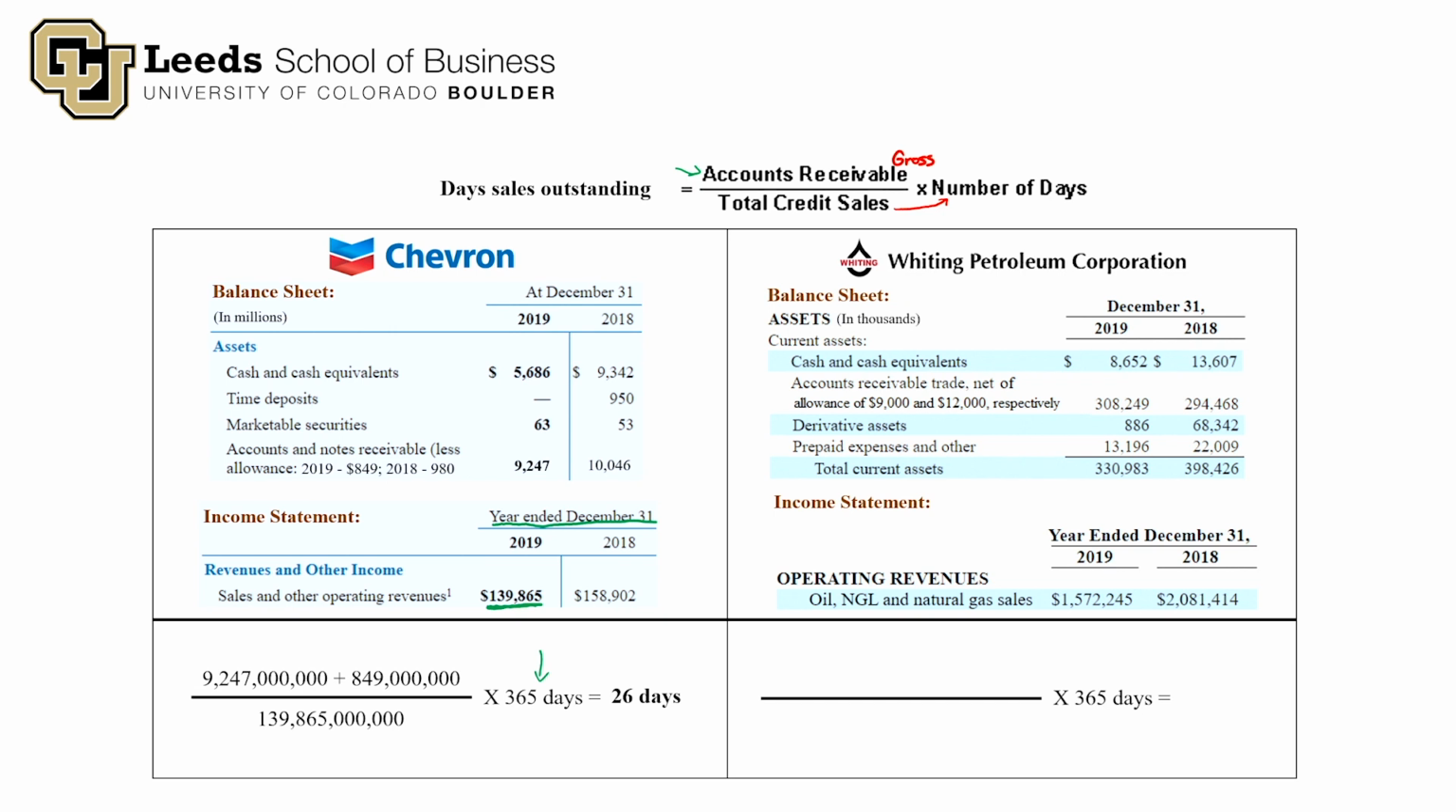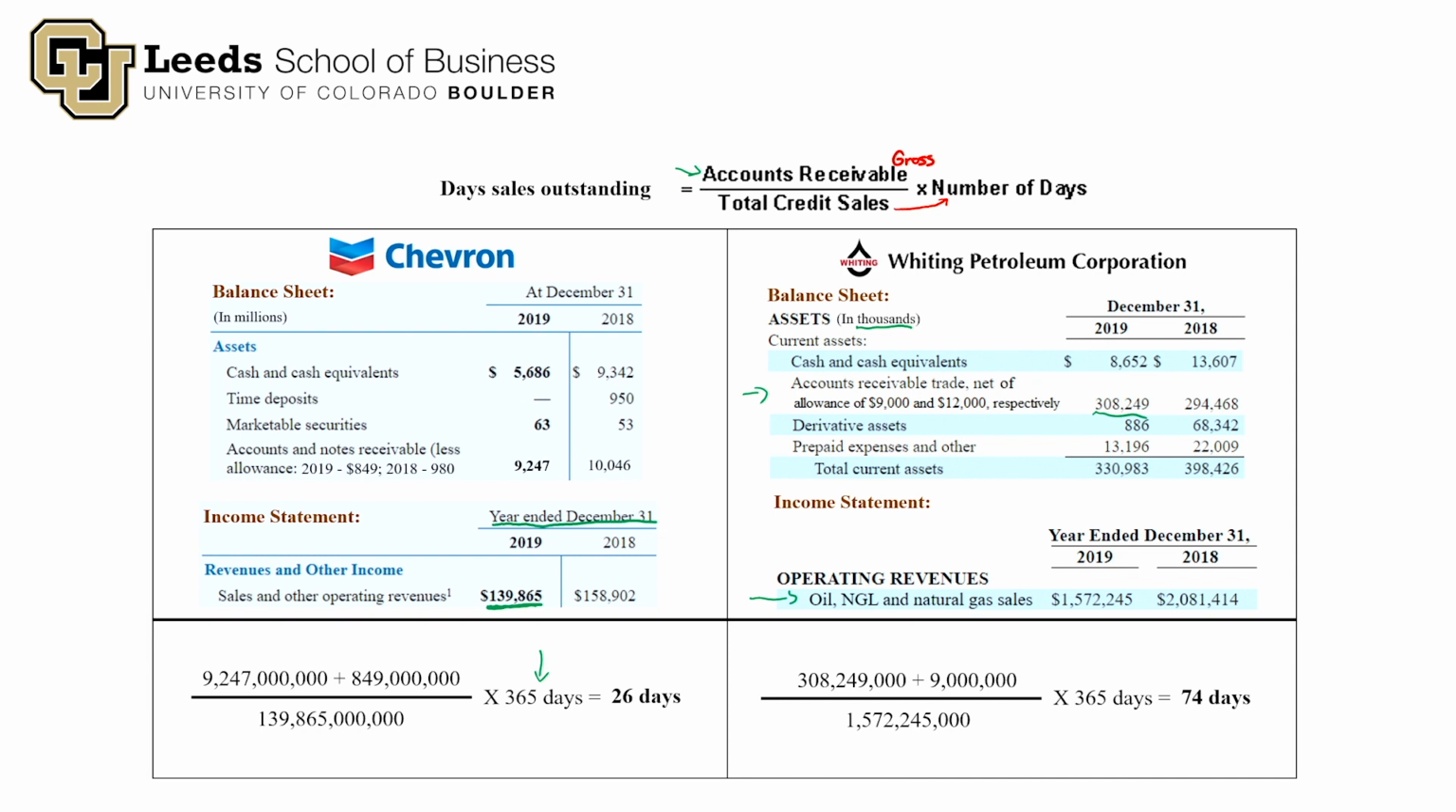Okay, let's quickly calculate this for Whiting Petroleum. So let's go to Whiting Petroleum's balance sheet and their accounts receivable account. They have an allowance of, and this is in thousands, so that would be an allowance of $9 million, on net accounts receivable of $308 million. And so gross accounts receivable is the 308 plus the 9, and that's in the numerator. And then we go to the income statement to get their total sales, which we're assuming, again, is total credit sales, and that's 1.5 billion. And when you multiply that fraction by 365 days, you get 74 days.